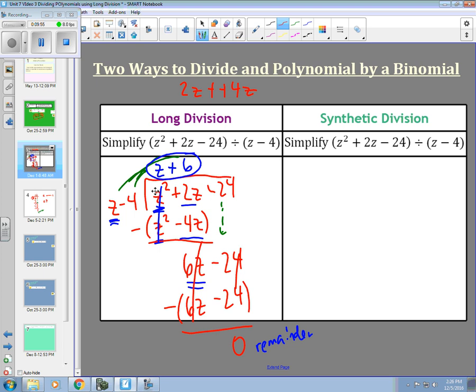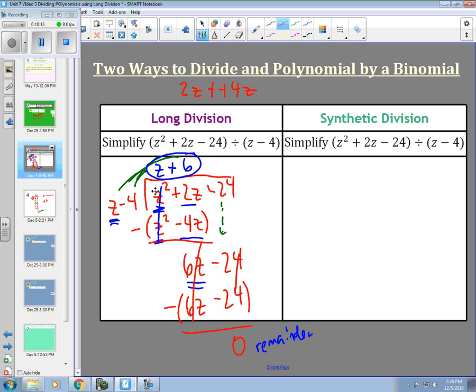That's long division. If you like that way, continue to use it. It works, nothing wrong with it. Most students like this second way of doing it called synthetic division. And this is another option for you if maybe that long division way didn't click with you.